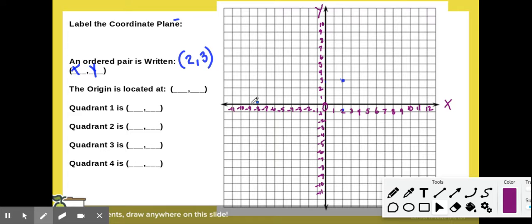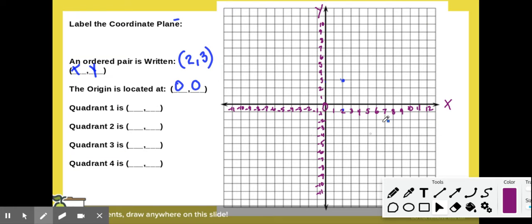Okay. We talked about the origin and where that is located. The origin is where things begin. So that would be where they cross right here, where x is 0 and y is 0. So the ordered pair for the origin is (0, 0).